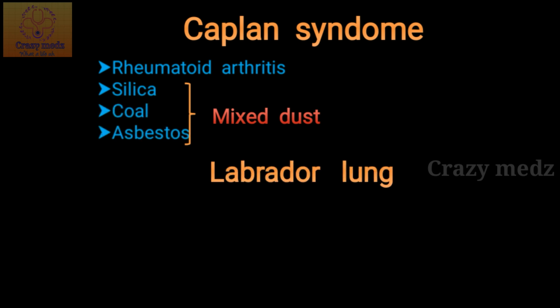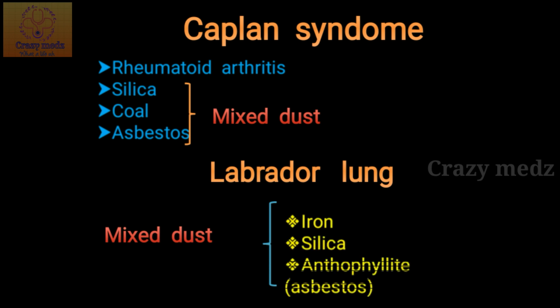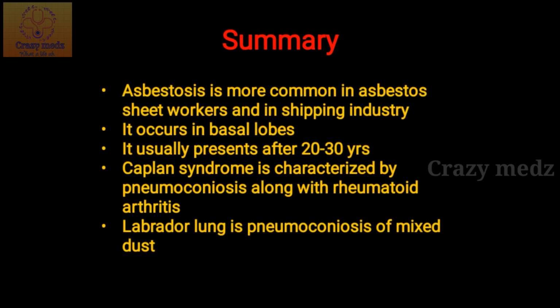Next is the Labrador lung. It is pneumoconiosis of mixed dust, which includes iron, silica, and anthophyllite, which is a form of asbestos. Therefore, we'll conclude pneumoconiosis with this summary.